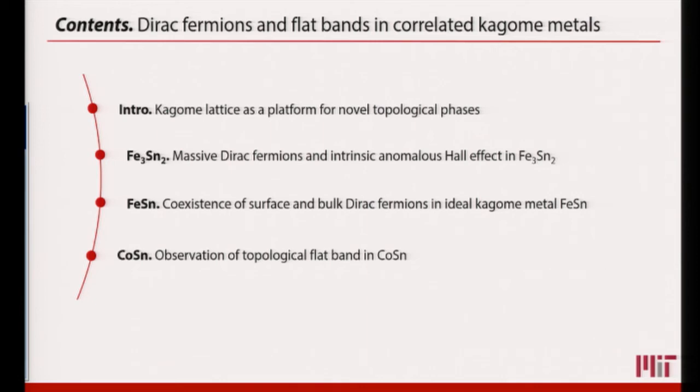And then I'll conclude with an unpublished work, which is under review now, on this other compound, CoSn, which is the same as FeSn, but with cobalt instead of iron. And here we made the very first discovery of topological flat bands, which people have been looking for in this Kagome system for many years. And we finally were able to determine their presence in this particular system.